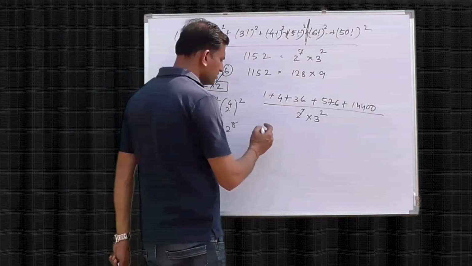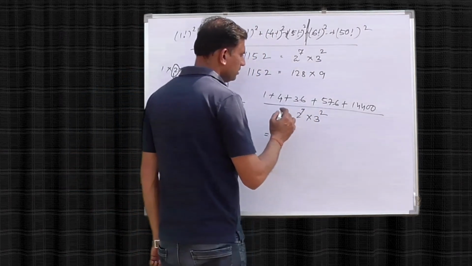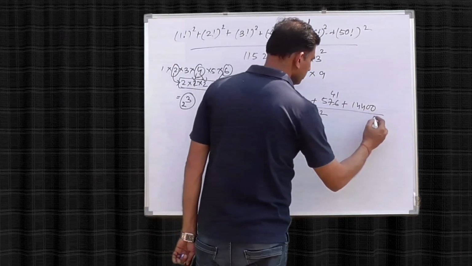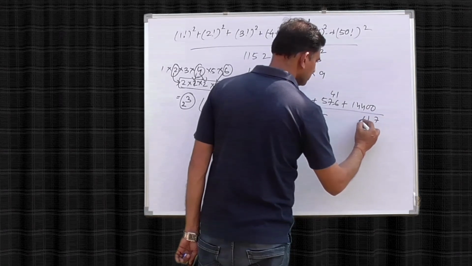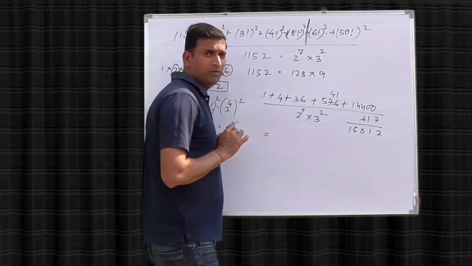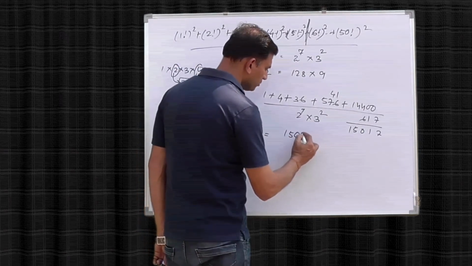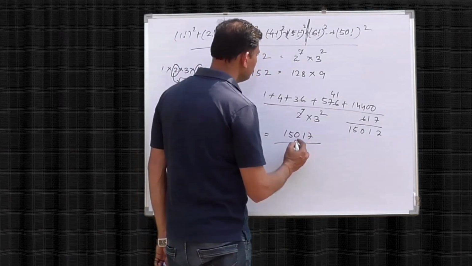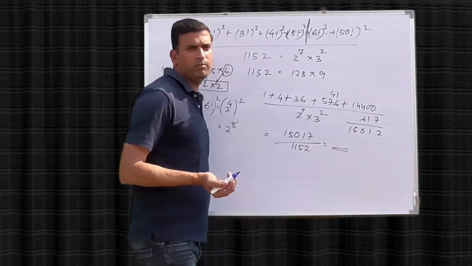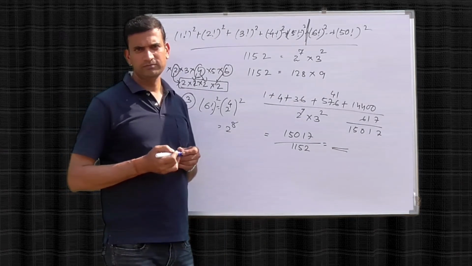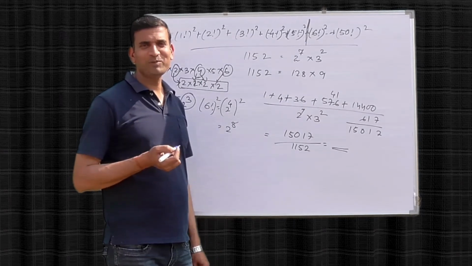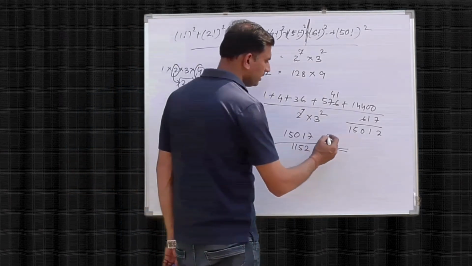So here the sum is what you are having: 1, 4, 36, 576 and 14400. If you add, it is 15017. 15017 divided by 1152, whatever the remainder may be, that is the remainder in this case. If you divide this using pen and paper, finally you get 41 as the remainder.